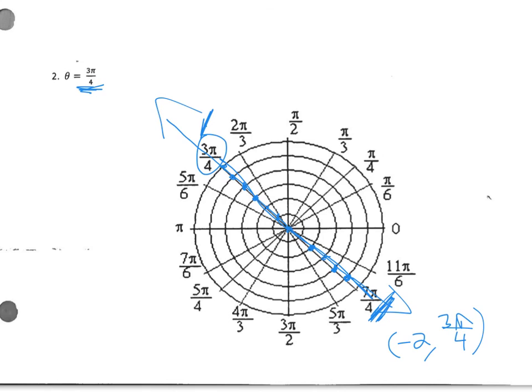All right, so like I said, they're very, very simple. If you just have r equals a number, you're just tracing a circle. If you have theta equals 3 pi over 4, you're just tracing that line that goes through the origin. All right, very last video. Hopefully that was very, very simple for you.